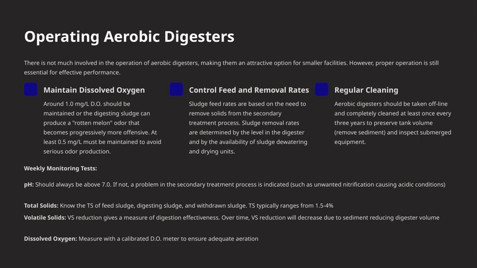Ensuring adequate aeration is critical for the digestion process to proceed smoothly and efficiently. By paying attention to these points, you can keep your aerobic digester running effectively and ensure it continues to perform well as part of your overall wastewater treatment process.